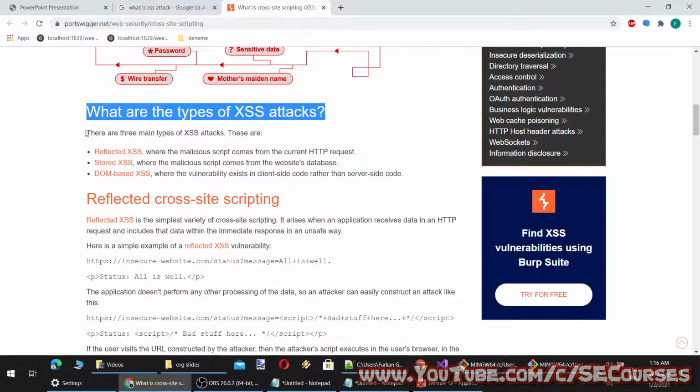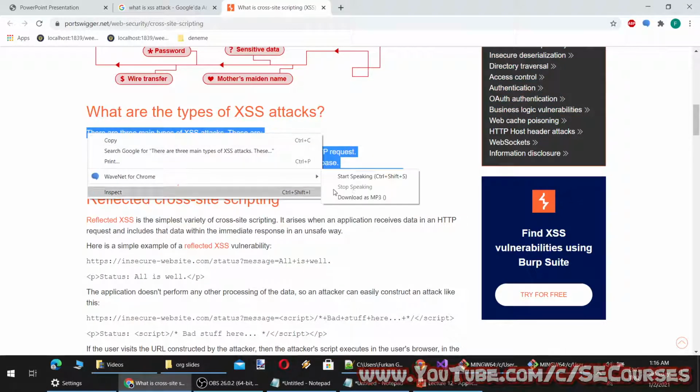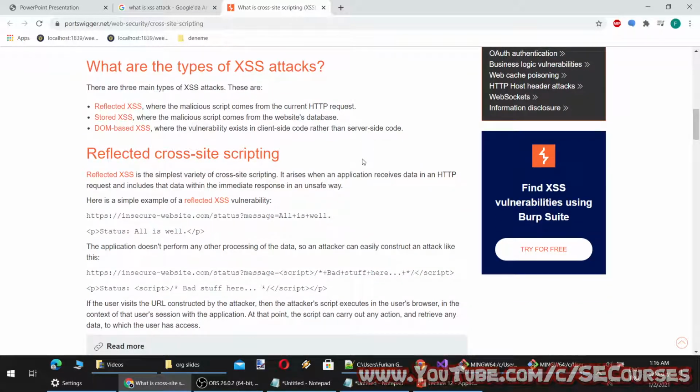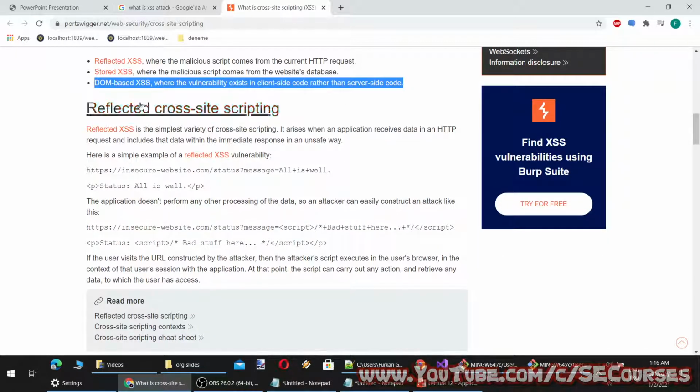What are the types of XSS attacks? There are three main types of XSS attacks. These are reflected XSS, where the malicious script comes from the current HTTP request. Stored XSS, where the malicious script comes from the website's database. DOM-based XSS, where the vulnerability exists in client-side code rather than server-side code.